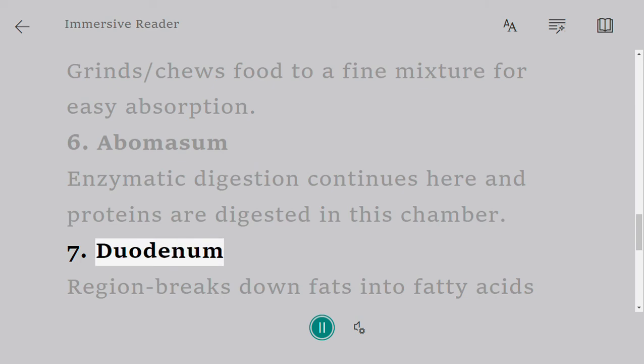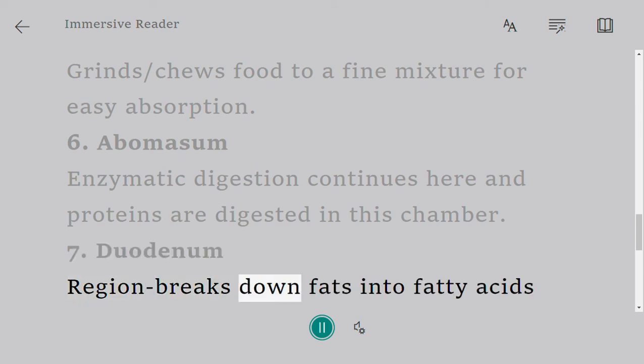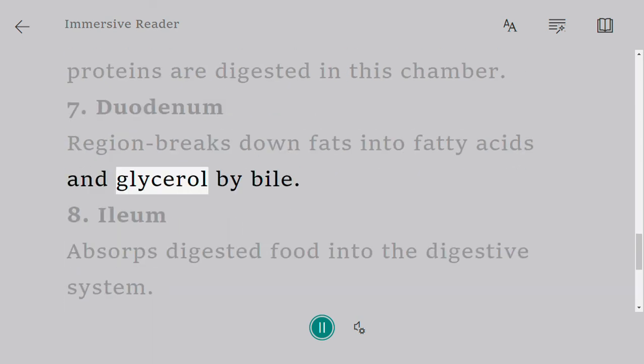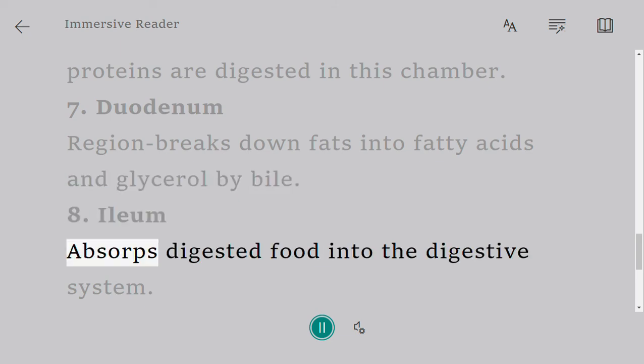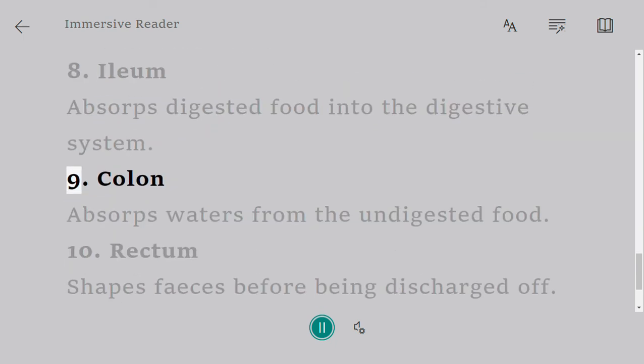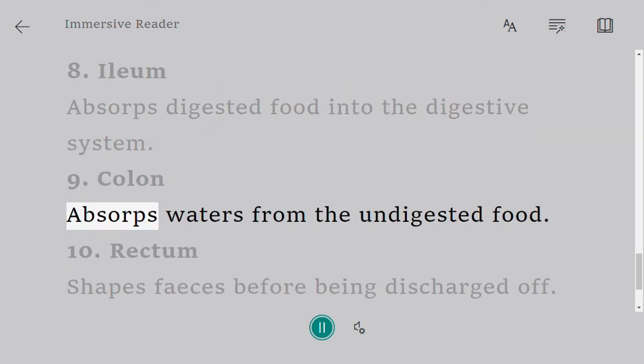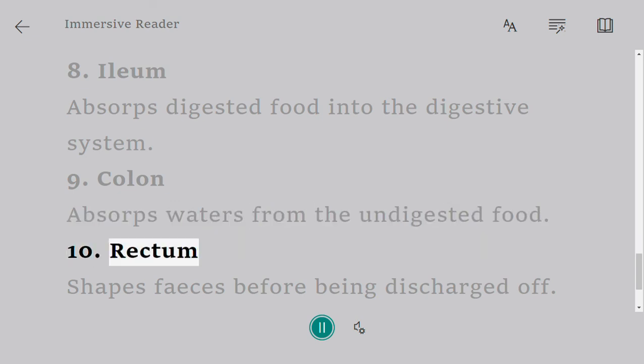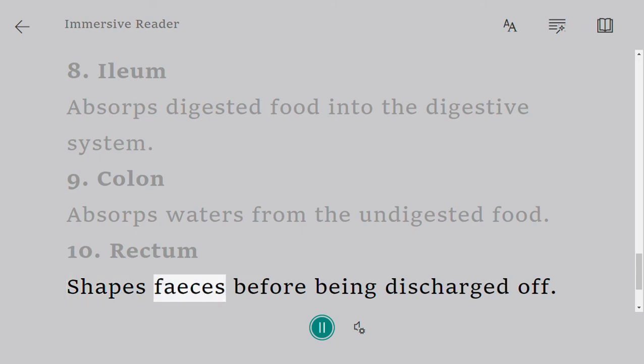7. Duodenum. Region breaks down fats into fatty acids and glycerol by bile. 8. Ileum. Absorbs digested food into the digestive system. 9. Colon. Absorbs water from the undigested food. 10. Rectum. Shapes feces before being discharged.